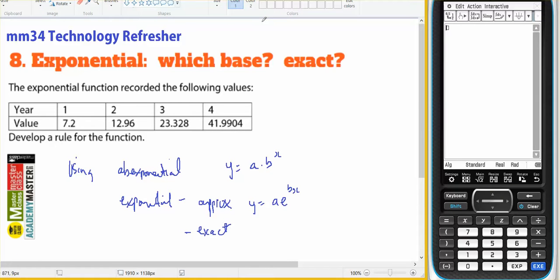This is for Year 12 Methods. It comes out of the Technology Refresher Masterclass, question number 8, exponential models. Which base should I use and how do I get exact answers?